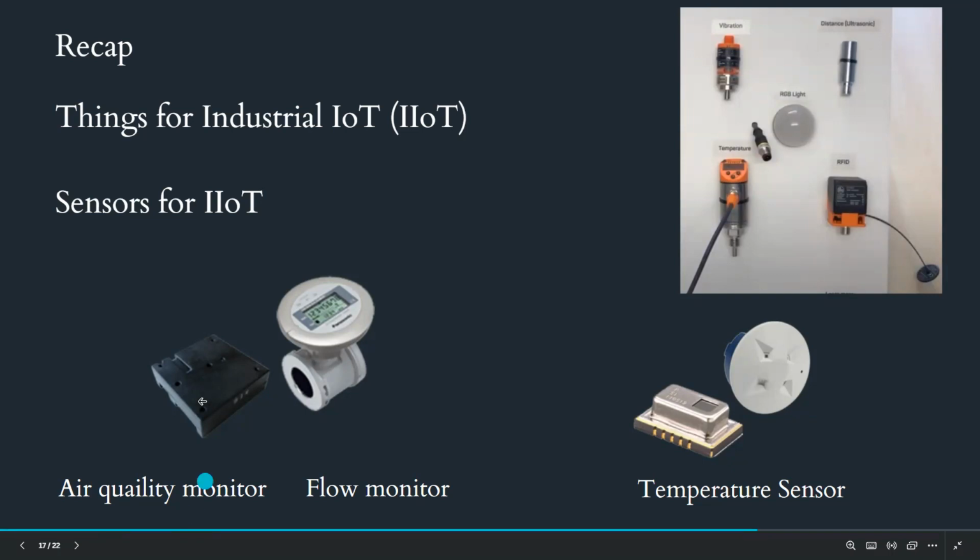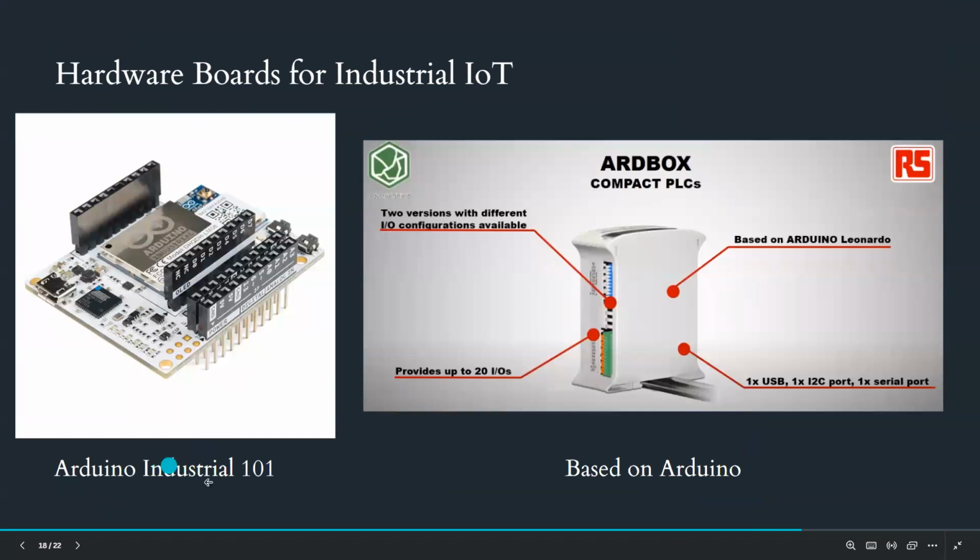The air quality monitoring sensors are there, flow monitoring sensors are there, and temperature monitoring sensors are also there. These sensors are very specifically built for the industrial environment, and we cannot directly use them in other applications. So these are very robust and specifically defined for applications.